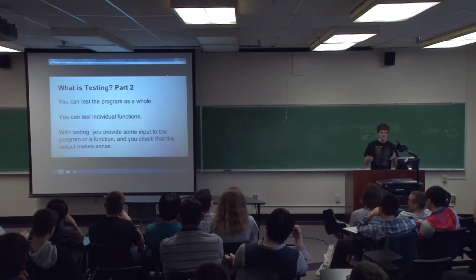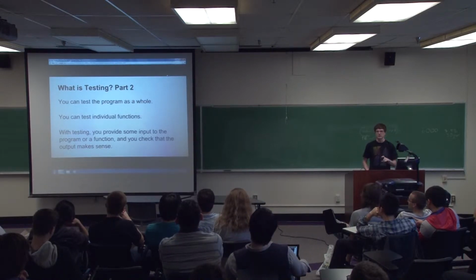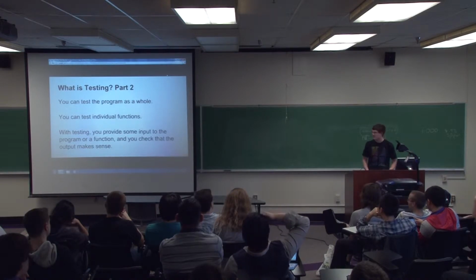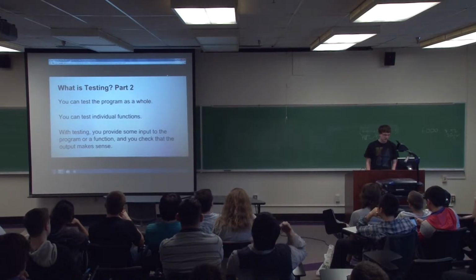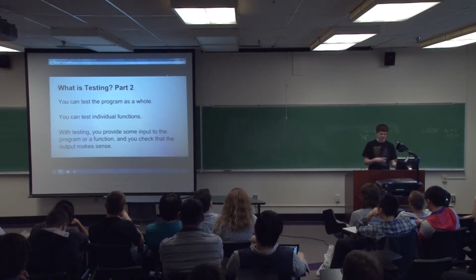What do you test? You can test the program as a whole. That's a good place to start. And then you can go down and test individual functions, or if you're really paranoid, you can test code line by line and make sure that it works as you meant it to. And so basically you take a program, you provide some input to the program or the function, and then you check the output and make sure it makes sense.